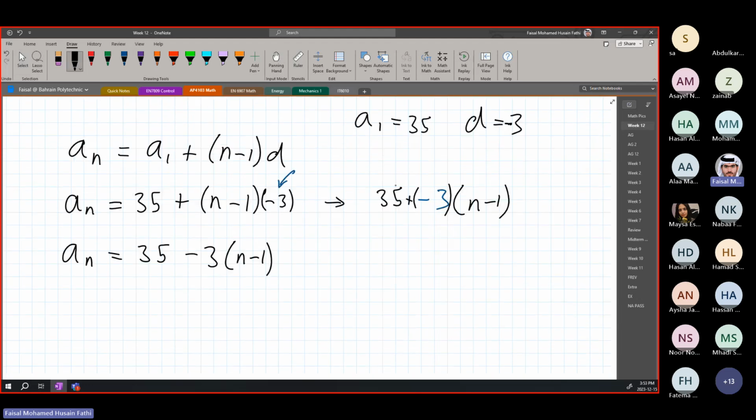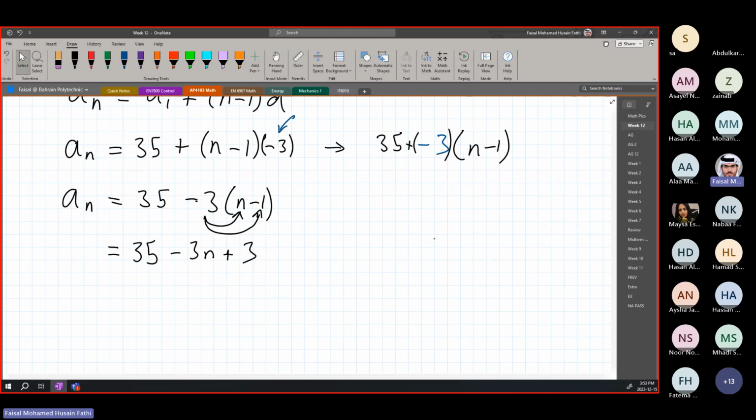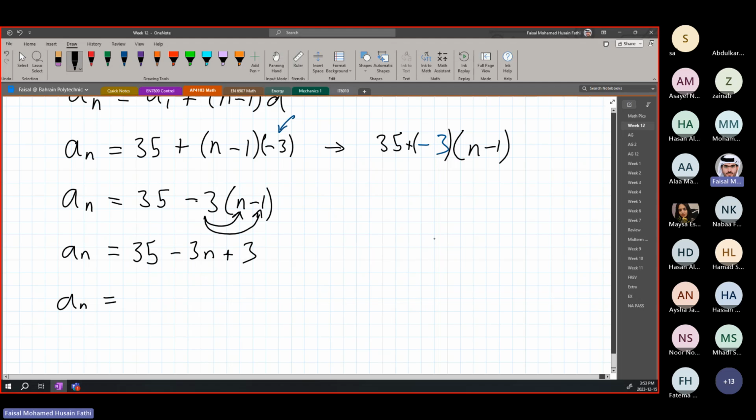Now, 35 minus 3 and minus 1, we simplify by distributing. So 35 minus 3 times n, that's minus 3n. Minus 3 times minus 1, so minus times minus, that's plus. 3 times 1 is 3. Practice your algebra. Make sure you understand your algebra. So this is our an. An is equal to 35 plus 3, that's 38, minus 3n.